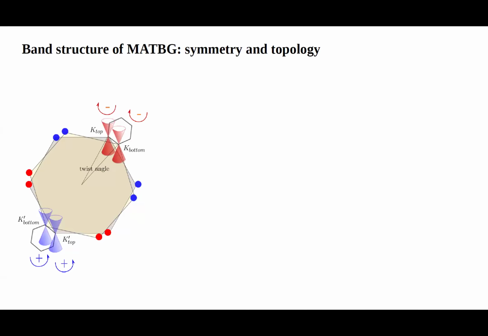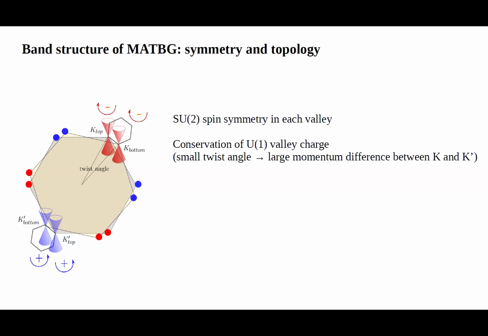So before going into the model, I would like to focus a little bit on some general arguments still of symmetry and topology. So I have my Brillouin zone again, same as before. And I just want to repeat the degrees of freedom that I have and which ones are conserved. I have spin, and this is an SU(2) degree of freedom because I'm not considering any spin orbit coupling. So SU(2) spin.